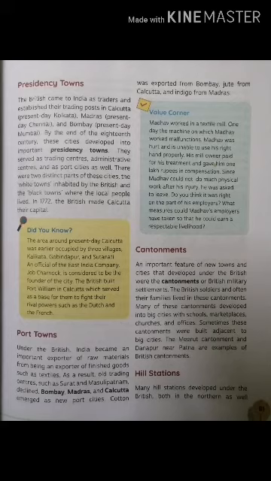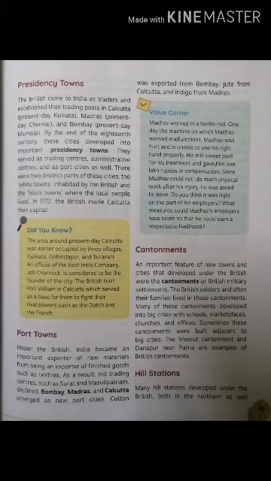Then comes cantonments. An important feature of new towns and cities that developed under the British were the cantonments or British military settlements, where they lived and got settled. The British soldiers and often their families lived in these cantonments. Many of these cantonments developed into big cities with schools, marketplaces, churches, and offices. This was the area where they had all these facilities. And sometimes these cantonments were built adjacent to big cities, just next to big cities, so that they could keep watch over these cities. The Meerut cantonment and Dhanapur near Patna are examples of British cantonments.